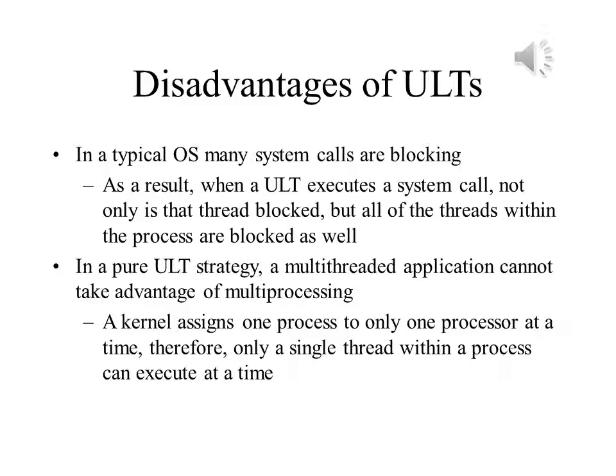In a pure user-level thread strategy, a multi-threaded application cannot take advantage of multiprocessing. A kernel assigns one process to only one processor at a time. Therefore, only a single thread within a process can execute at a time. In effect, we have application-level multiprogramming within a single process. While this multiprogramming can result in a significant speed-up of the application, there are applications that would benefit from the ability to execute portions of the code simultaneously.